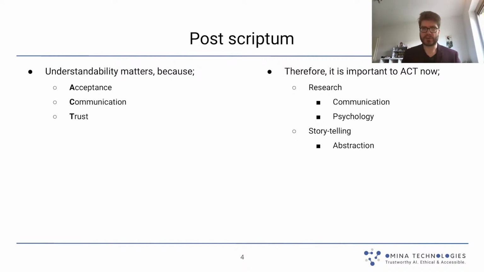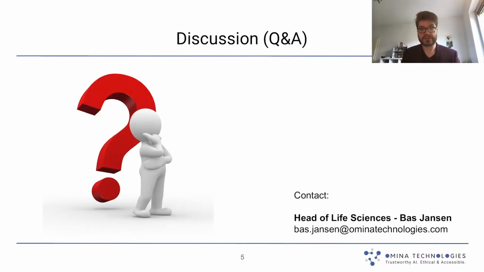And therefore, it is important that we act on this now, and that means we need to do research into communication, but also need to take into account psychology, because a lot of these concepts are simply not familiar to AI scientists. And storytelling and the abstraction within storytelling is going to be very important in that. Now, I hope this got your interest, and I look forward to your questions.